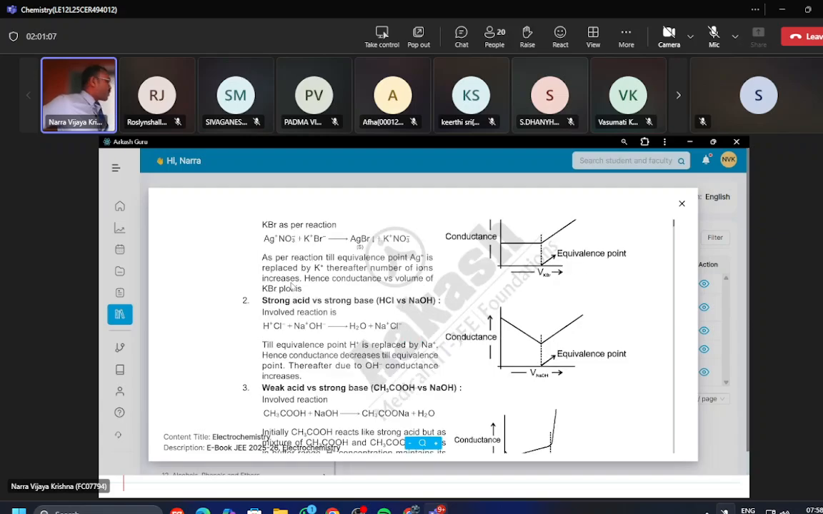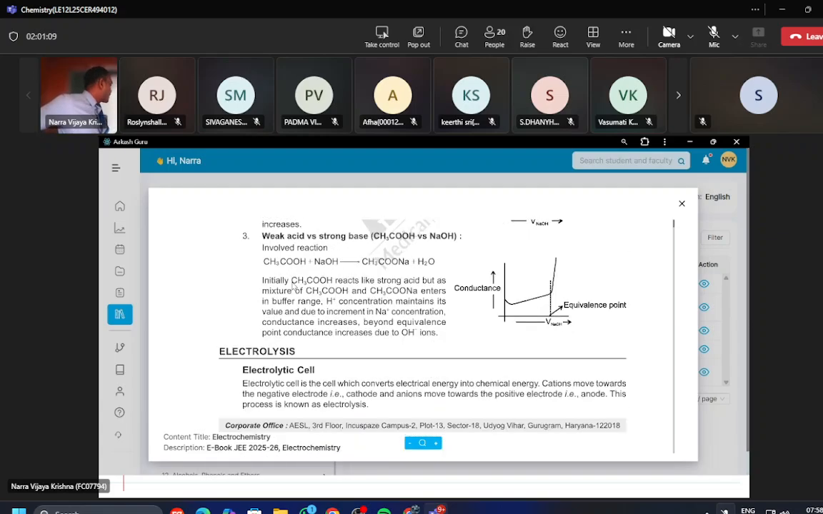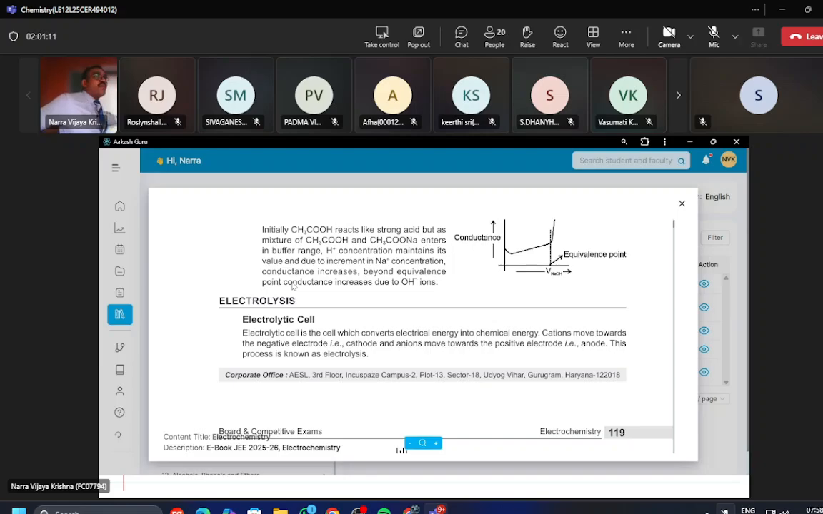Conductometric titrations over or not? No. First 20% part is over. But I told you this chapter totally has 5 parts. What are they? Conductance and conductivity, electrolytic cell, electrochemical cell, batteries, corrosion, in which the first part is over. Clear? Now come to the next questions.